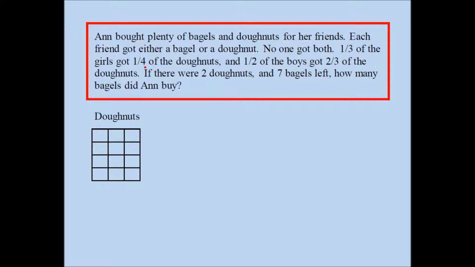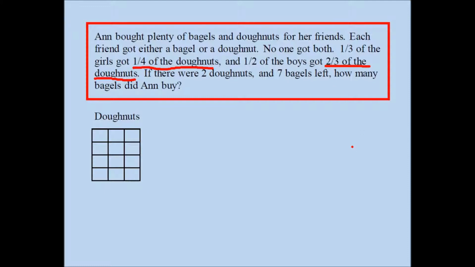I know that one fourth of the doughnuts were eaten by one third of the girls, and two-thirds of the doughnuts were eaten by some of the boys. So these two fractions, one fourth and two-thirds, have 4 and 3 as their denominators. I'm going to take a rectangle that's 3 units by 4 units to represent all of the doughnuts. And again, the 3 by 4 comes from 4 here and 3 here.